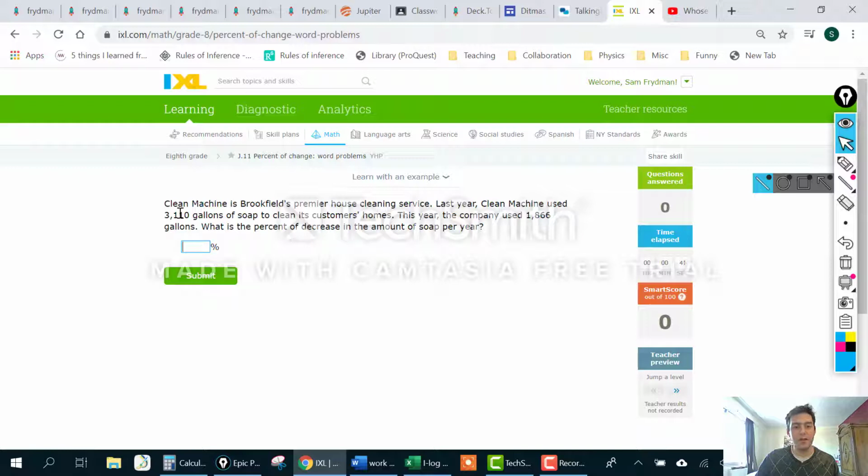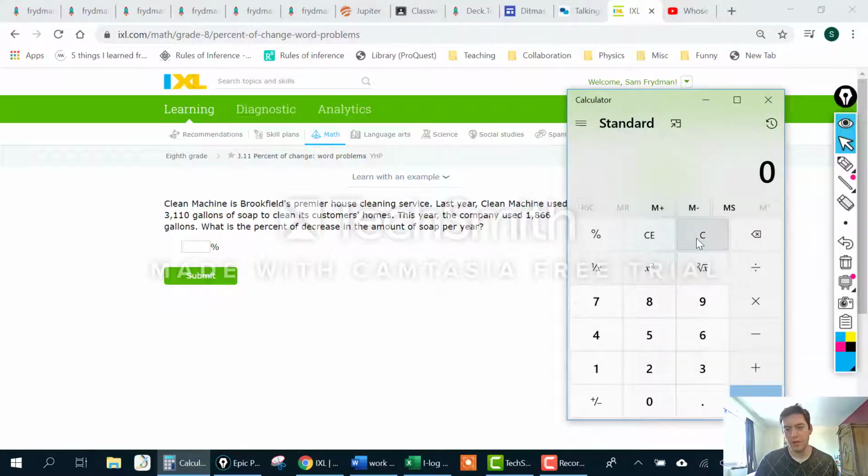I know the original value, meaning the amount of soap that the company used last year, and I know the new value, which is the amount of soap the company used this year. I need to find the percent difference between them, so the percent of change. And I believe that you can give all of your answers as a positive number here. So even though the new value is smaller than the old value, so you could say that the percent of change is negative, we'll just make all our answers positive.